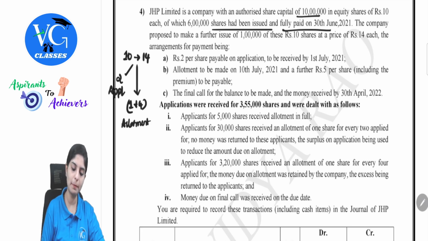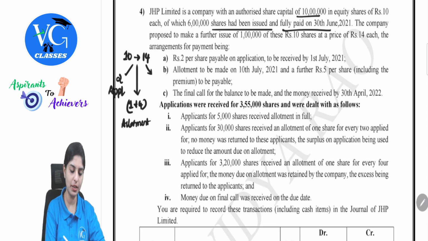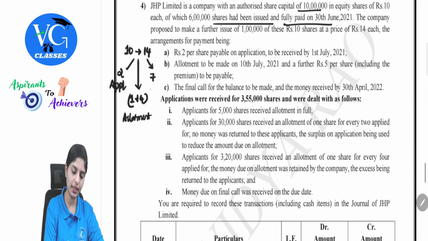Then the final call for the balance to be made and the money received by 30th April. So what is the balance amount? 5 plus 2, 7. Balance is 7 rupees. So this is on final call.